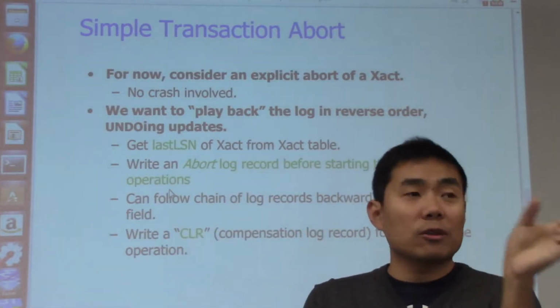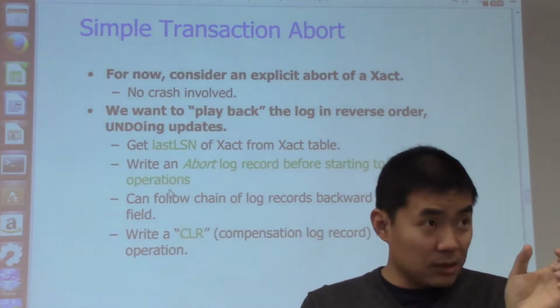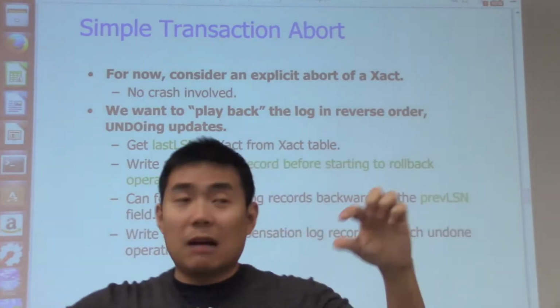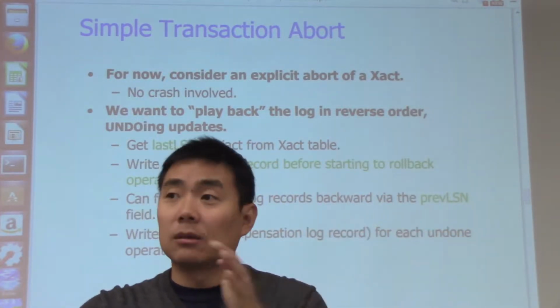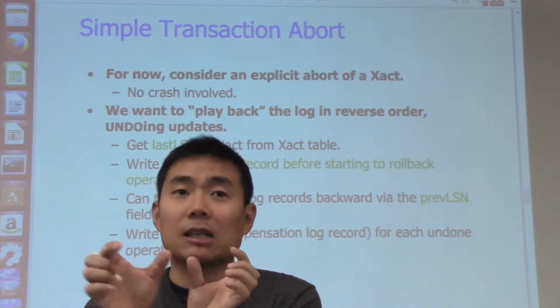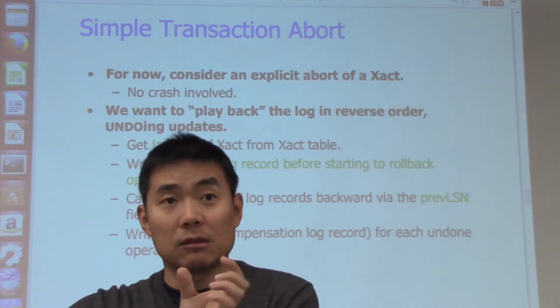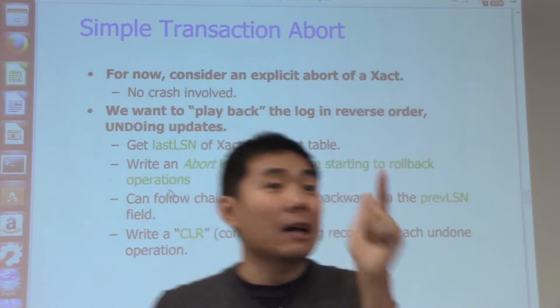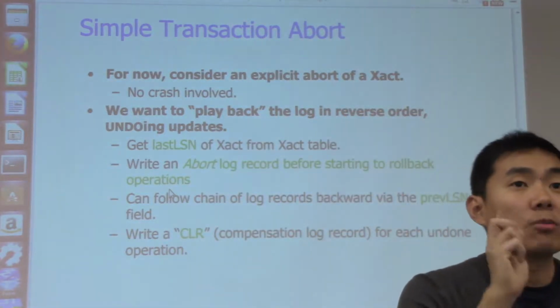How do you do undo? Well, you start from the lastLSN, retrieve the log record. That must be an update log record. Take the old data, override the new data. That's undo. And when you do that, remember, you need to document undo.